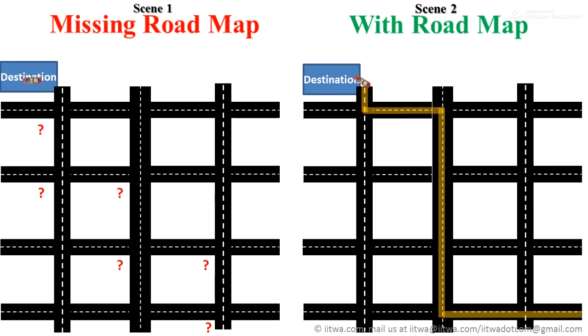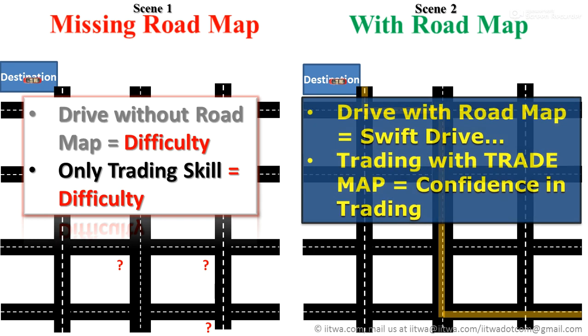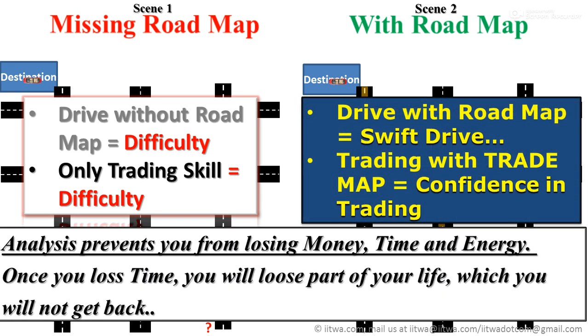Why? Because you merged the road map with your driving skills. Merging a road map with your driving skill is for sure better than depending on mere driving skills. Likewise, trading ability with small tricks or strategies is only driving skills. While merging your trading skill with analysis is always better because it provides you a roadmap called a trade map. This means analysis prevents you from losing money, energy and time.